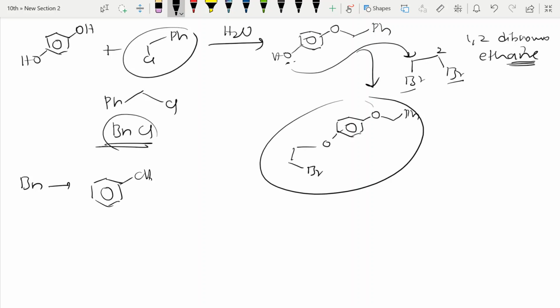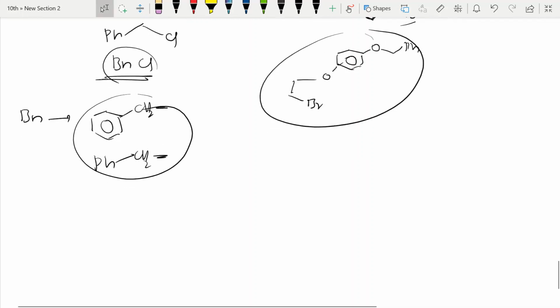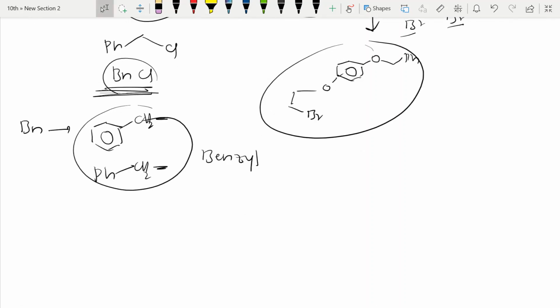CH2, and this will be attached to something. Bn, or I can draw like this also, PhCH2, it will be attached to something. So these are called benzyl. So this is nothing but benzyl chloride, BnCl. So the structure of Bn is like this, right. PhCH2 I can write, or benzene ring which is attached to CH2.